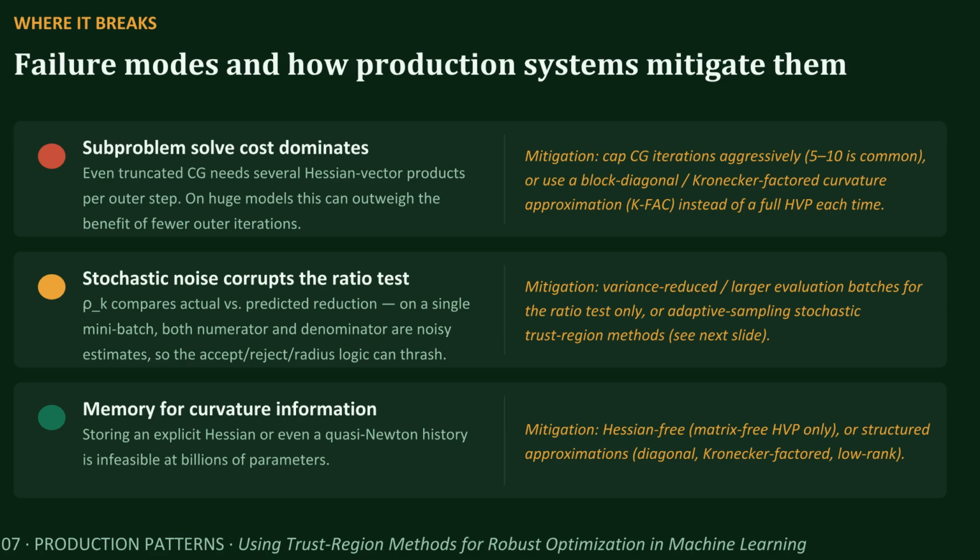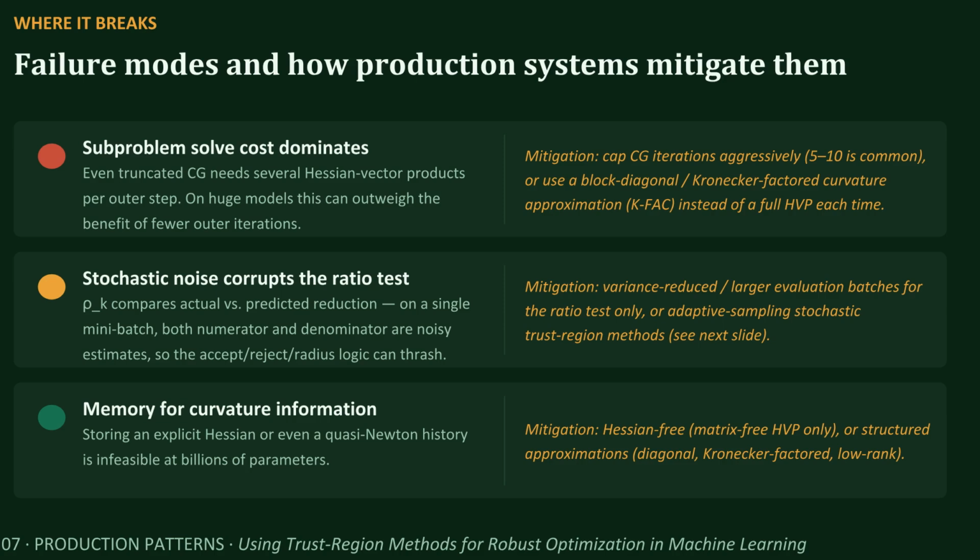First, subproblem solve cost can dominate. Even truncated CG needs several Hessian vector products per outer step, and on very large models, that can outweigh the benefit of taking fewer, smarter outer iterations. The common mitigation is to cap CG iterations aggressively, 5 to 10 is typical, or to swap in a block diagonal or Kronecker-factored curvature approximation, known as KFAC, instead of computing a full Hessian vector product every time.